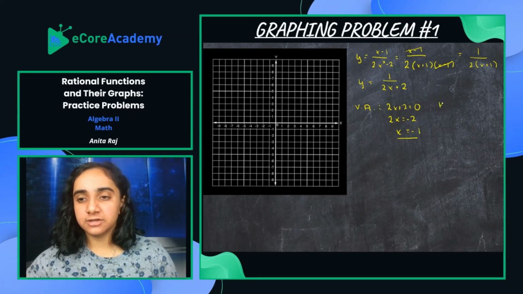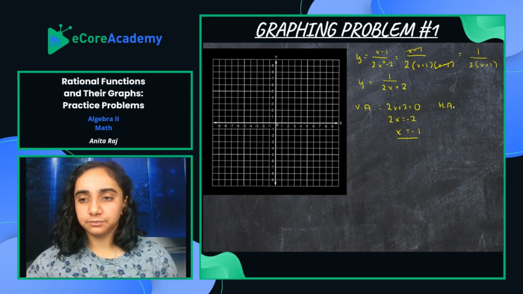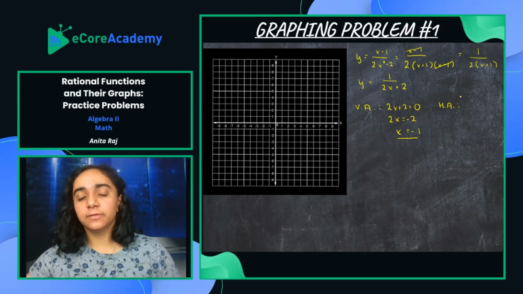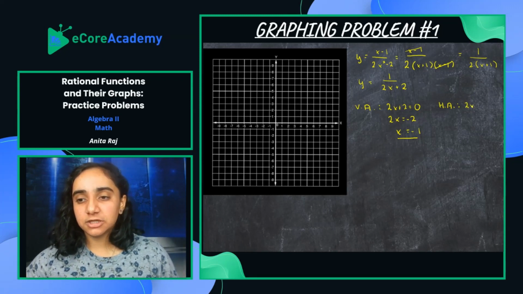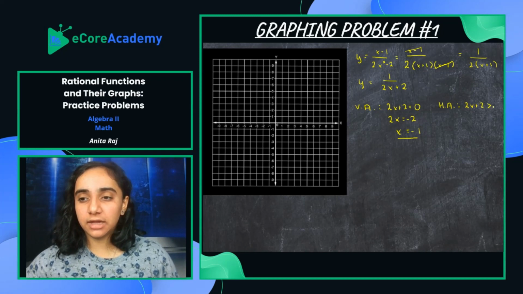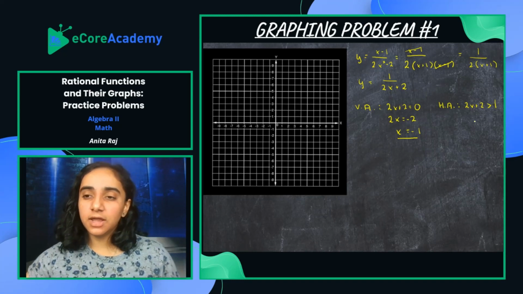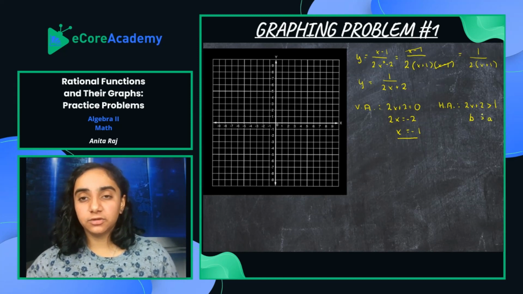How about the horizontal asymptote? Let's check to see if we have one. Well, in this case, we're going to compare the degrees of the numerator and the denominator of the reduced function. The denominator, 2x plus 2, has a degree that is greater than that of the numerator. The degree of the denominator is going to be 1, and the degree of the numerator is going to be 0. In this case, b, which is the denominator, is greater than a. And what happens when the degree of the denominator is greater than the numerator? Well, then we're going to have a horizontal asymptote at y equals 0.